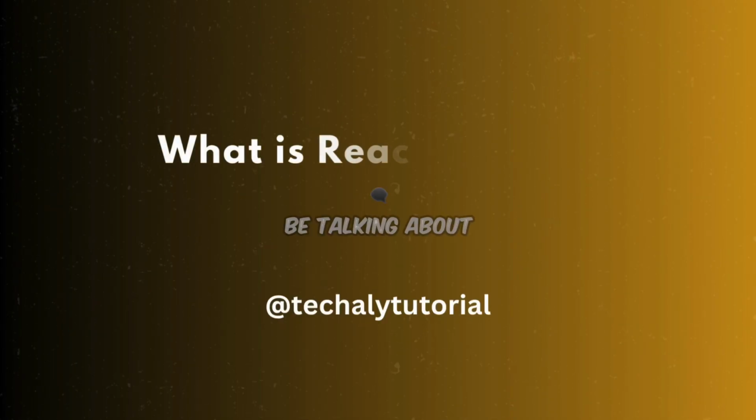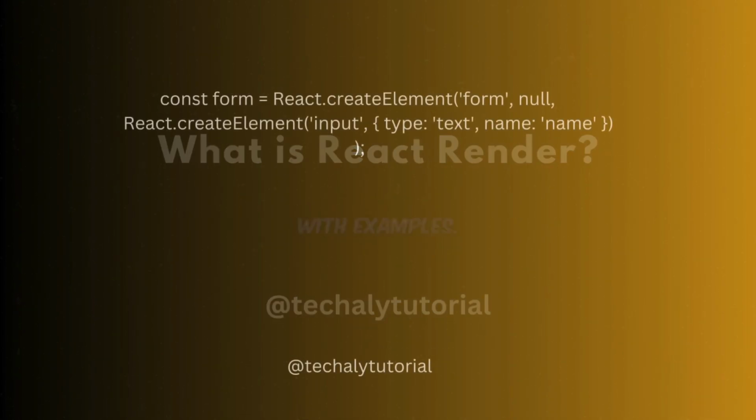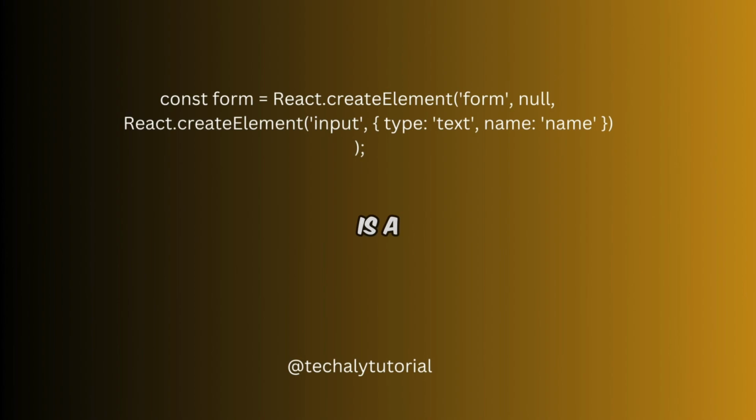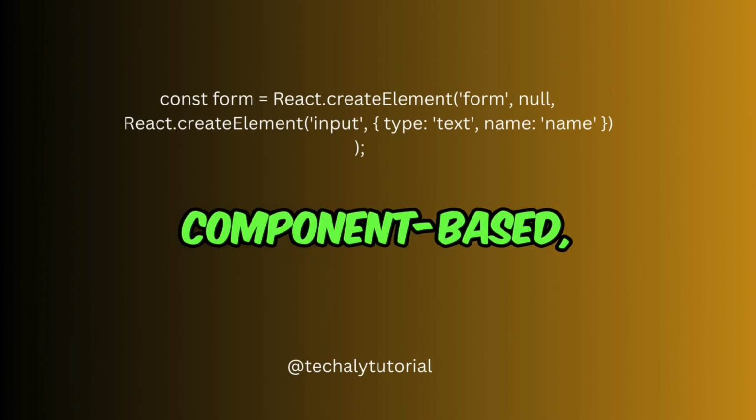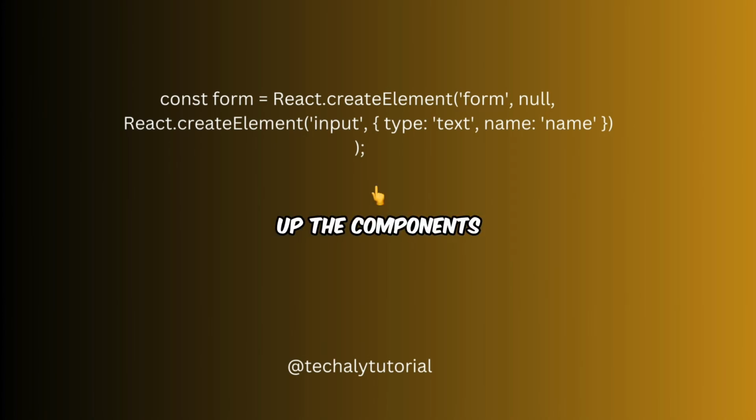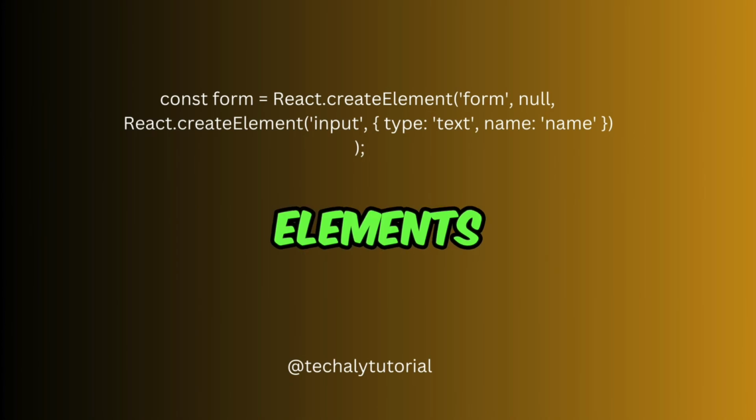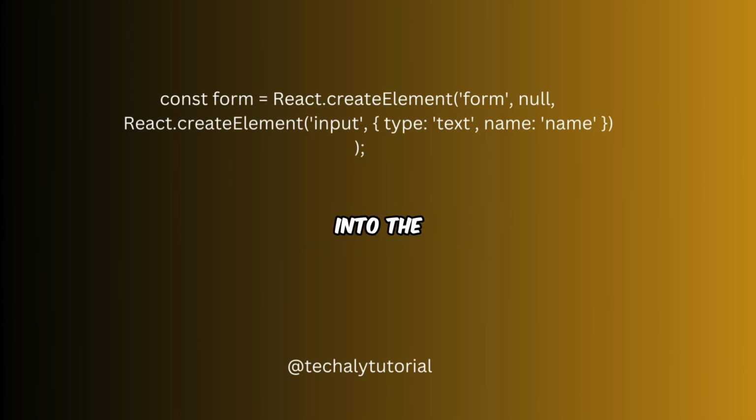Hello, today we'll be talking about React Render HTML with examples. React is a JavaScript library used to create user interfaces. It's component-based, meaning that you can break up the components of your application into smaller pieces and reuse them throughout your app. When using React, you can write HTML directly within your components, or you can render HTML dynamically using React Render. React Render allows you to create HTML elements from JavaScript and insert them into the DOM.